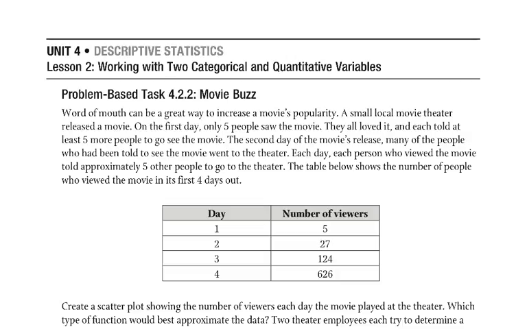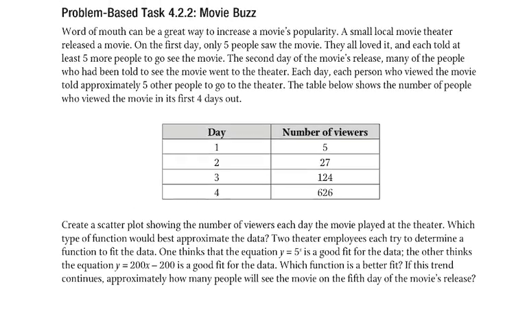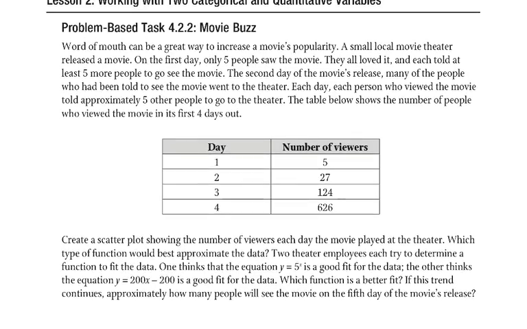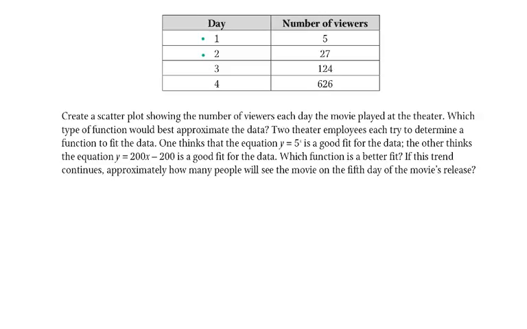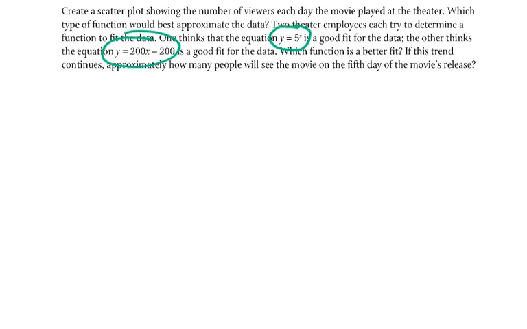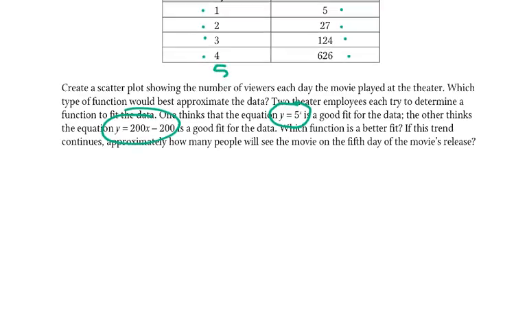Alright, so why don't we give you guys some time to work on this. Let's not worry about this. Actually, let's take a look at this one. Word of mouth can be a great way to increase a movie's popularity. They've got one situation here: the days and the number of viewers. And then we're trying to determine something to fit it. So we've got an exponential and a linear, so let's see the difference. And they also want us to say about how many people should see it that day.